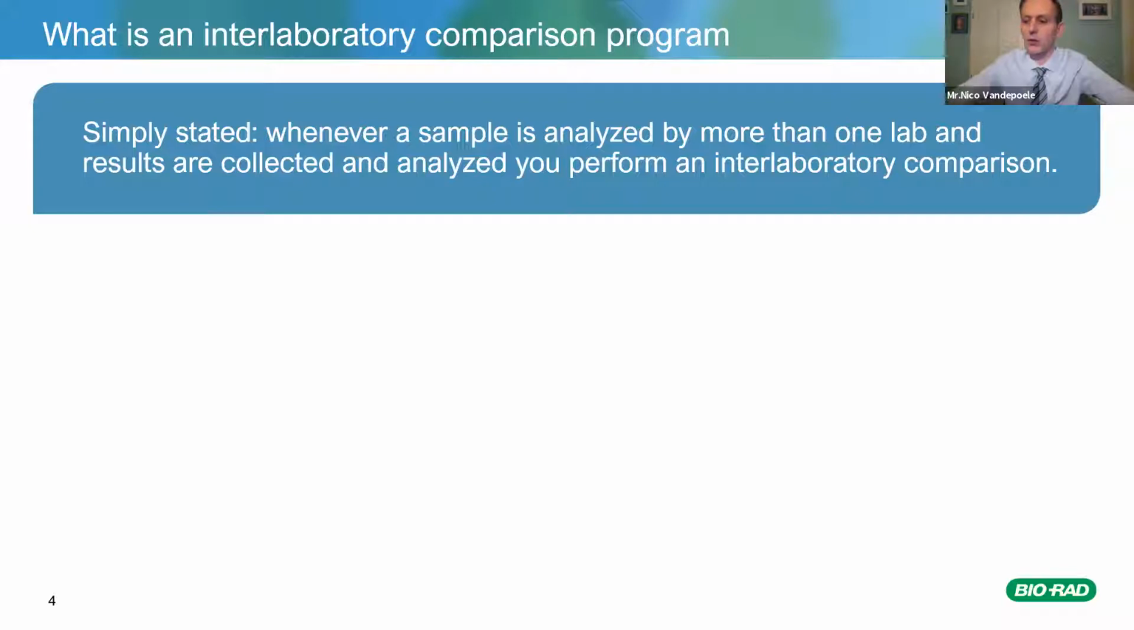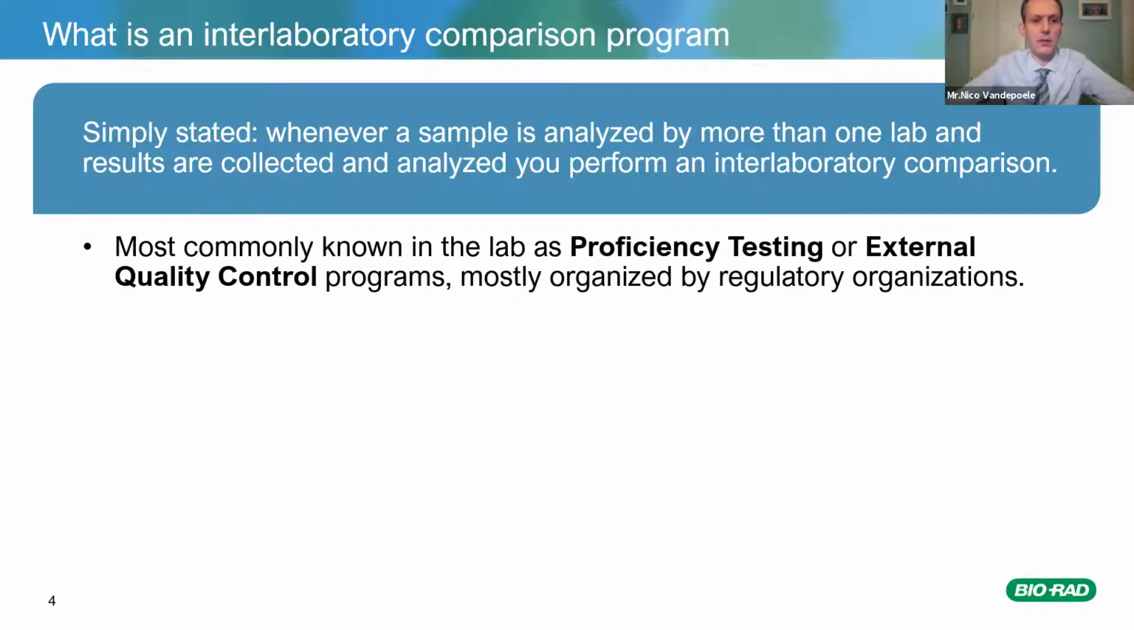The most commonly known interlab comparison is a proficiency test or external quality control. There are many names: EQA, EQC, proficiency test, PT. But as soon as you get a blind sample that is sent to the lab, and then you send back your results, that is what we would call interlab comparison proficiency testing.